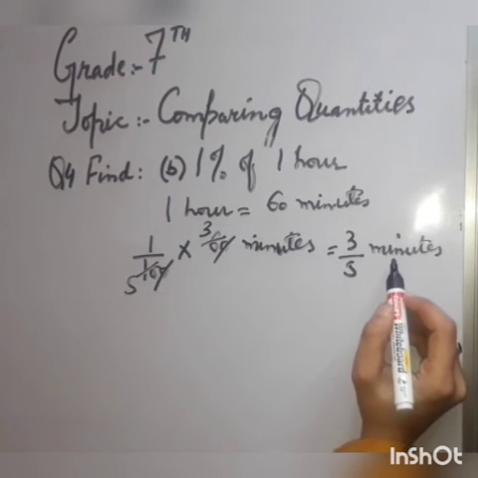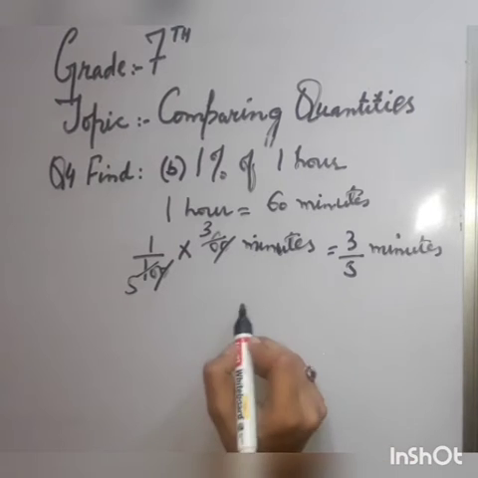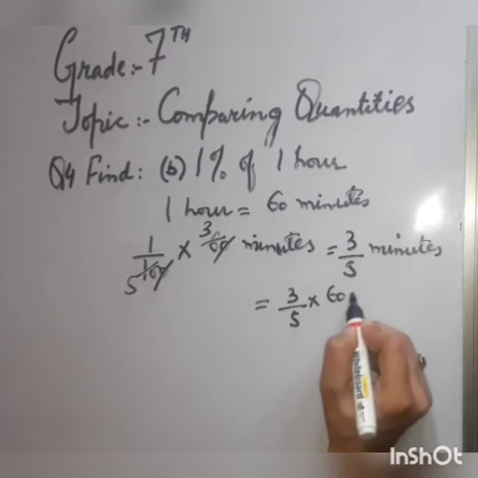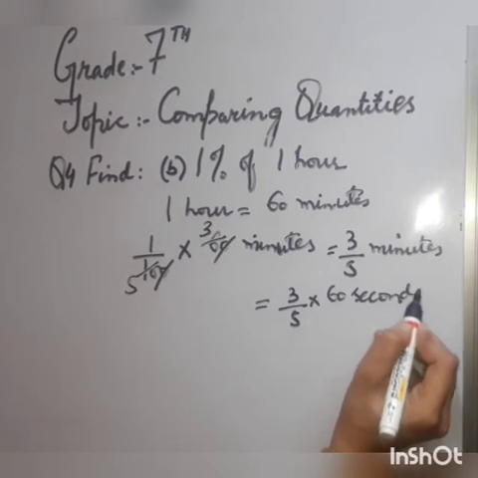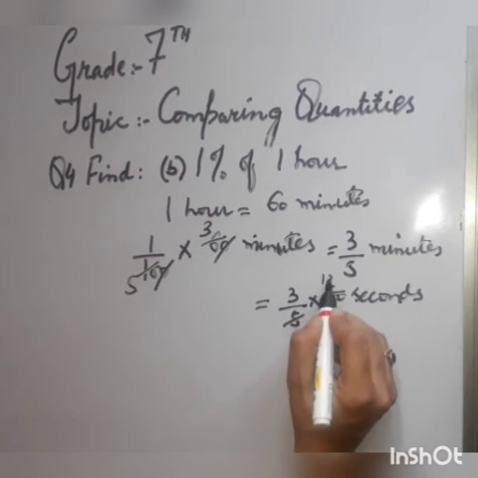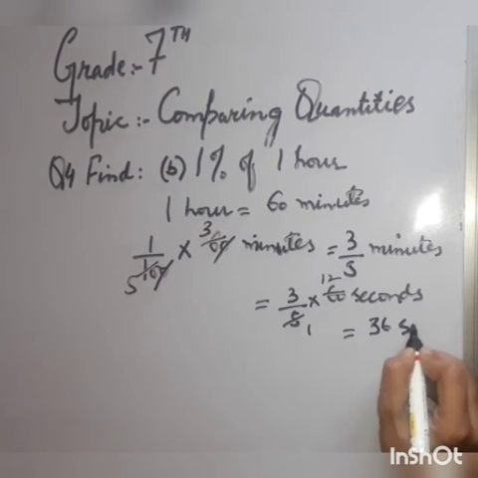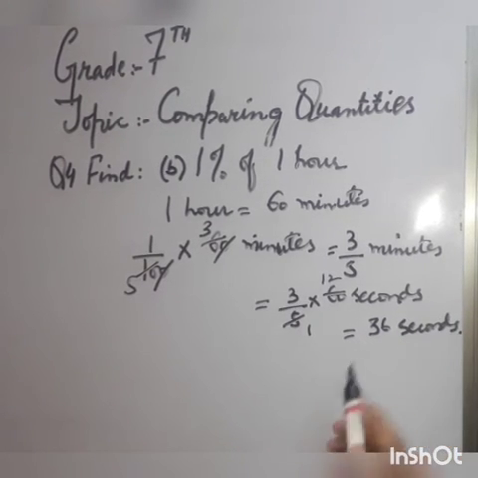Or we know that 1 minute is 60 seconds, so we can also write this as 3 by 5 into 60 seconds. Then 5 1s are 5 and 5 12s are 60. Then we are left with 3 into 12, that is 36 seconds. So the answer is 3 by 5 minutes or 36 seconds. Clear?